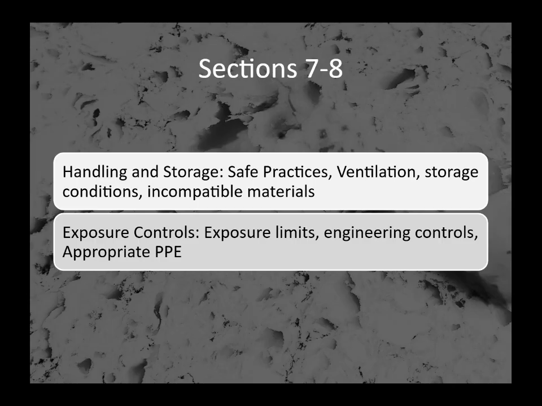Section 8. Exposure Controls, Personal Protection. This section is essential for risk assessment and establishing safe work practices. It indicates the control parameters, such as occupational exposure limits, and recommends appropriate engineering controls like local exhaust ventilation. It also provides detailed information on the types of personal protective equipment required, including specifics for eye, skin, and respiratory protection.